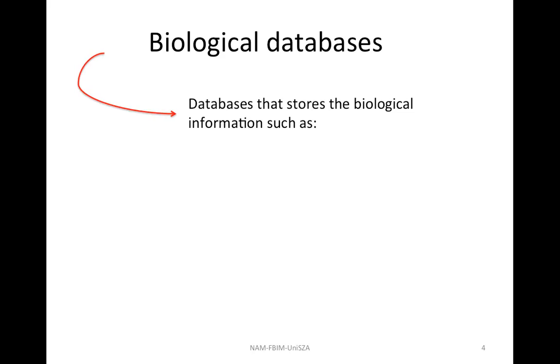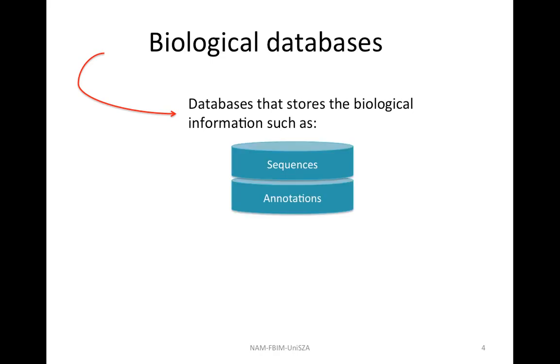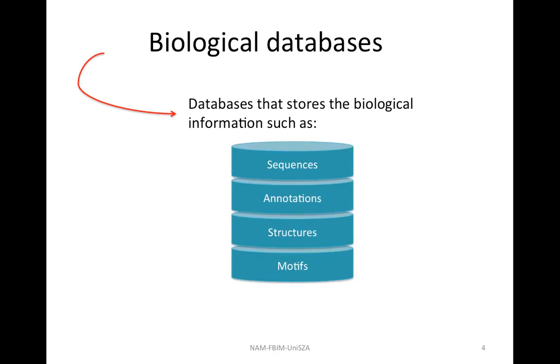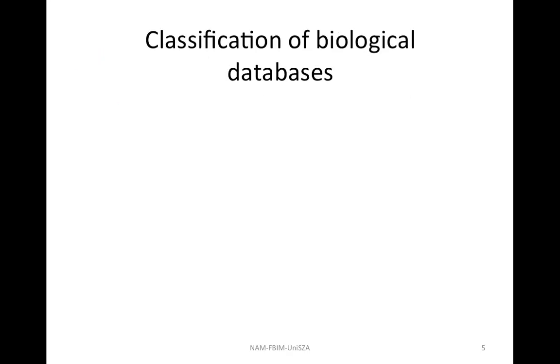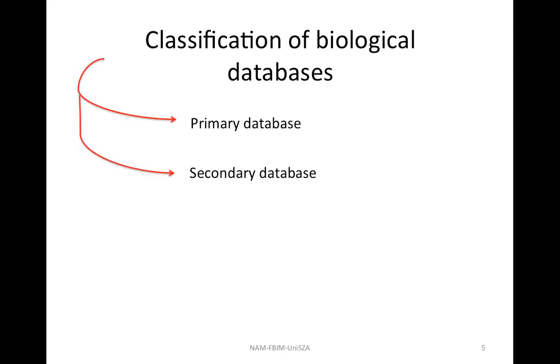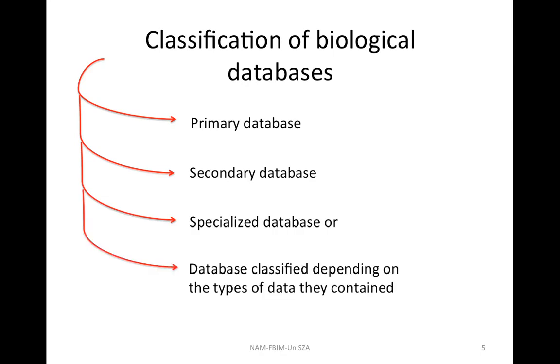A biological database is a database that stores biological information such as sequences, annotations, structures, motifs, and also alignments. Biological databases can be classified into a few categories, which are primary database, secondary database, specialized database, or databases classified depending on the types of the data they contain.